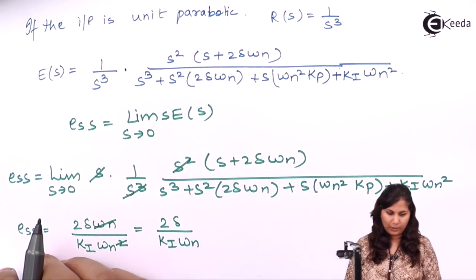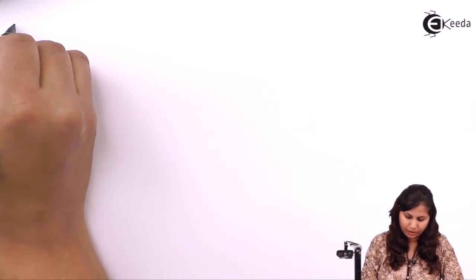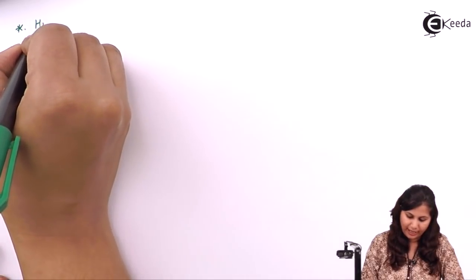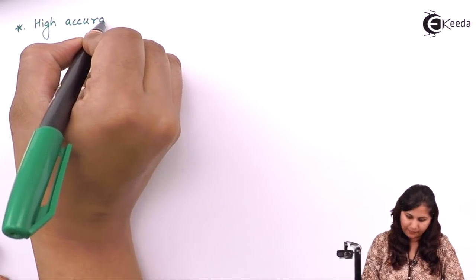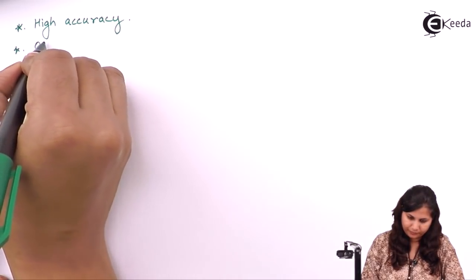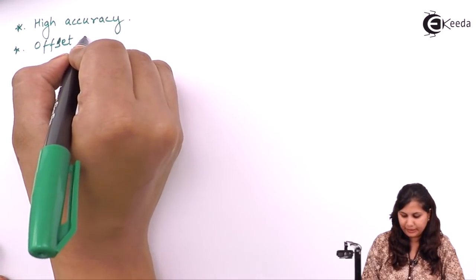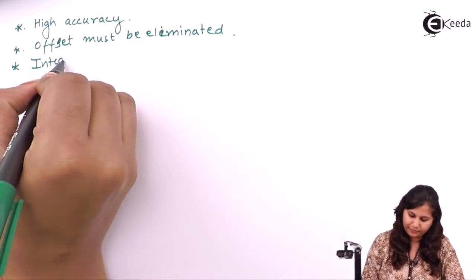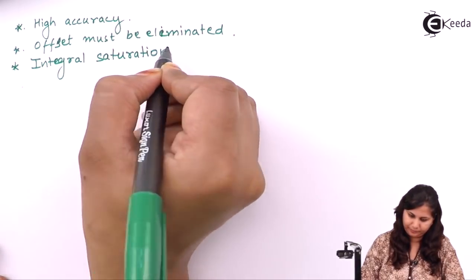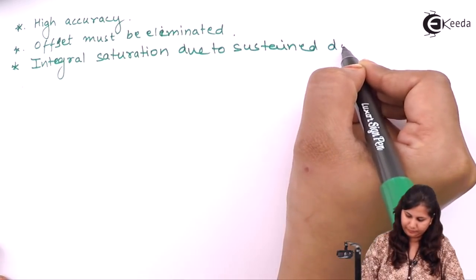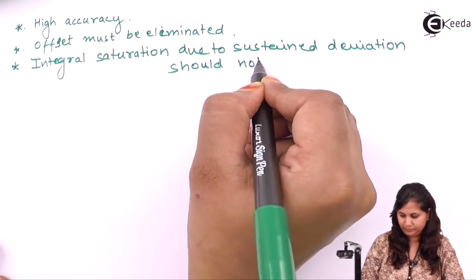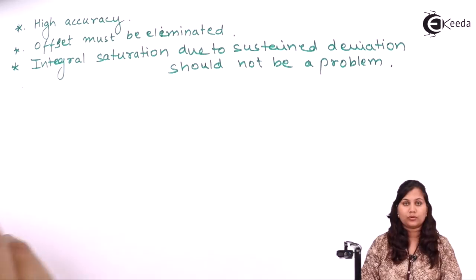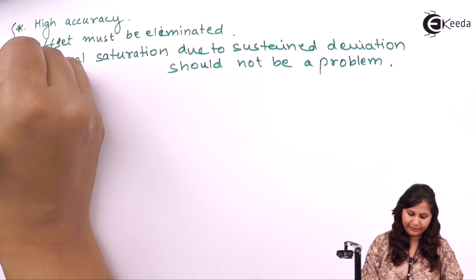Now let us see where we can use the proportional and integral controller, and what are its advantages and disadvantages. Proportional integral controller is used where high accuracy is required, offset should be eliminated, and integral saturation. So these are the places where we can use the proportional and integral controller.